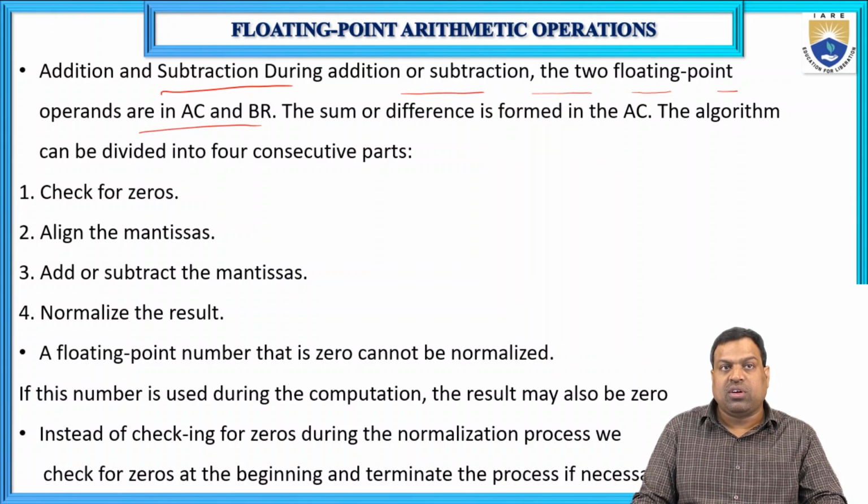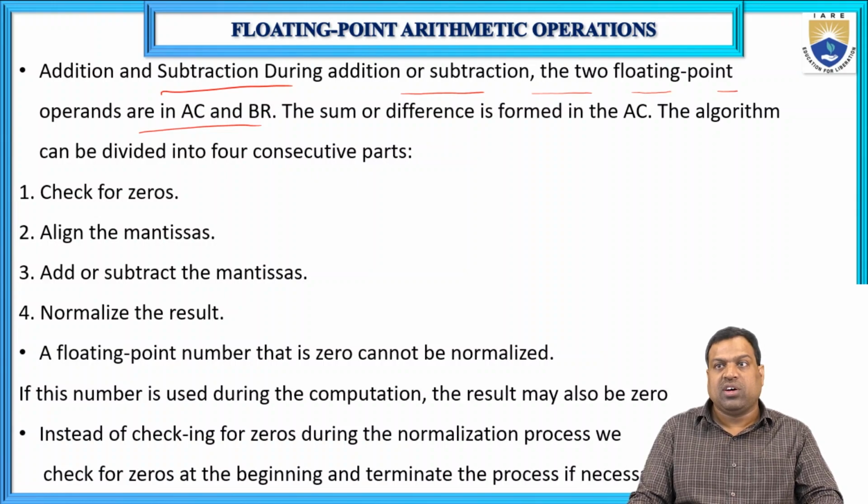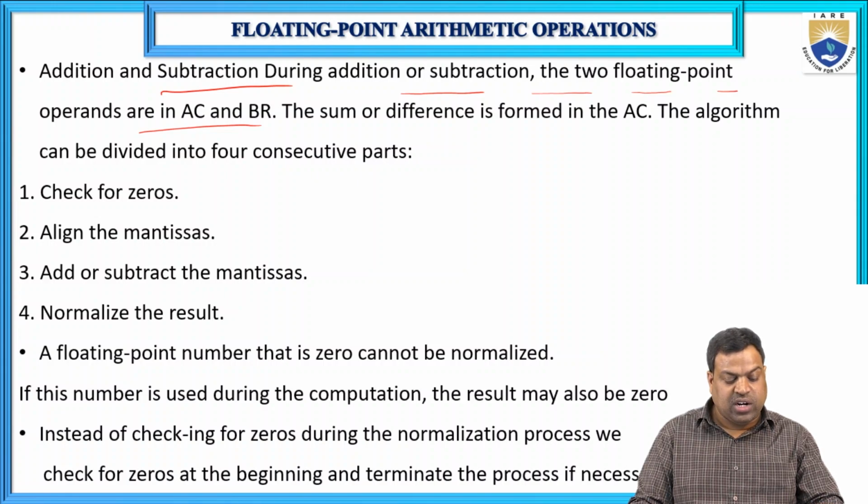The sum or difference is formed in the accumulator. Addition and subtraction: during the addition or subtraction, the two floating point operands are in AC and BR. The sum or difference is formed in the AC. The algorithm can be divided into four consecutive parts: first, check for zeros; align the mantissa; add or subtract the mantissa; normalize the result.